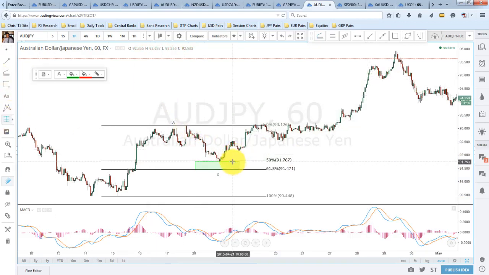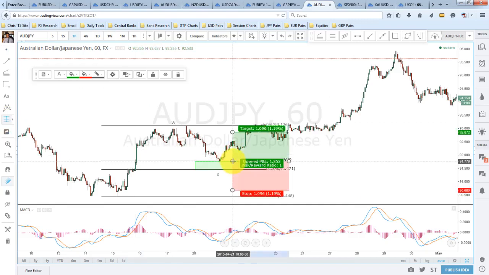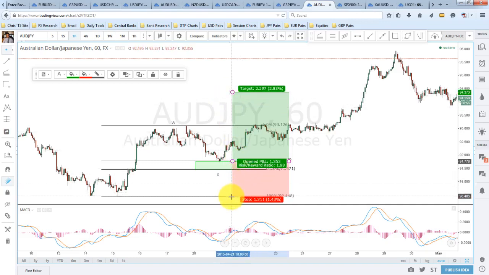Let's just say we entered long at the 50%. Target 94.37, right there. And our stop loss has to go below the low. All right, so we have a 1.82 to 1 reward to risk. Okay, not too bad. And that's assuming that you entered right there at the top of the zone.